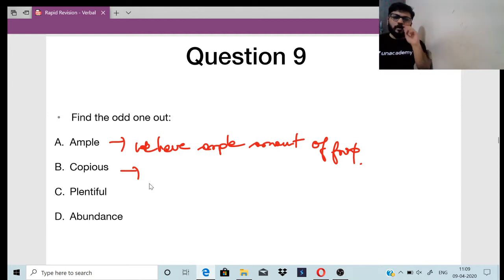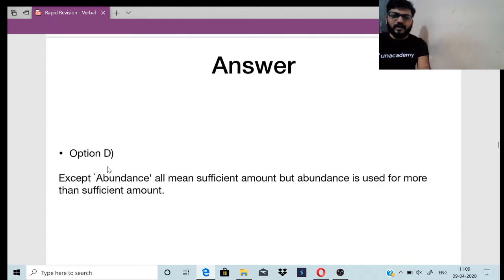So the thing is, you guys know the meaning of ample, plentiful and abundance. That is the reason you are giving it as copious. So get ready for another shock. The answer is D, abundance. Except abundance, all mean sufficient amount. Abundance is used for more than sufficient amount.